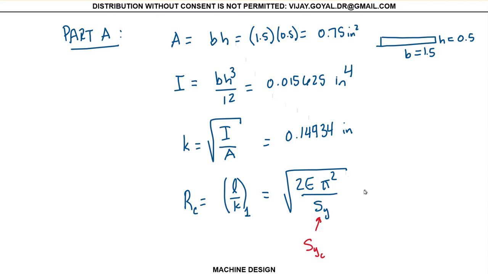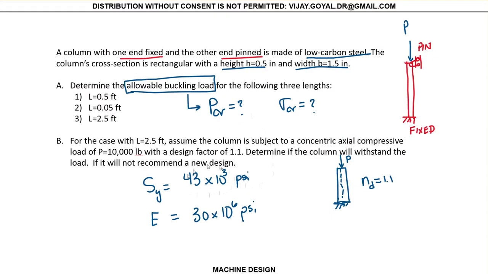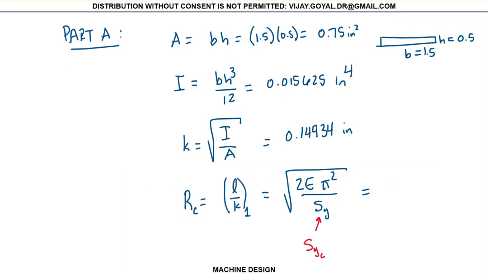Okay, so if we replace the values, I have the value here. These two values are given here. So if I replace them here, then I will get a value of 117.37. Okay, the slenderness ratio. This is the value you get, and it is a dimensionless quantity.